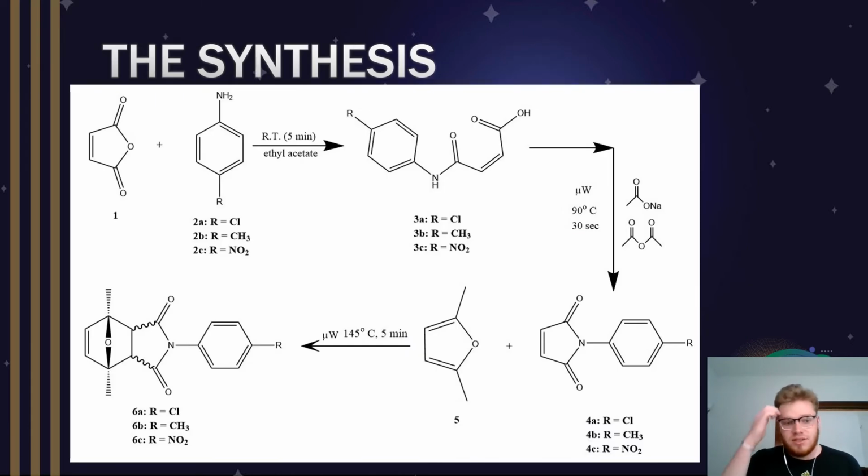So here's the synthesis. I was particularly interested in looking at chlorine, methyl, and nitro functional groups on the ring during the synthesis, and that was carried through 3 steps. The first step was stirring at room temperature, and the second and third steps utilized a microwave. I will show you differences within each step in order to get optimal reaction conditions for the yield.